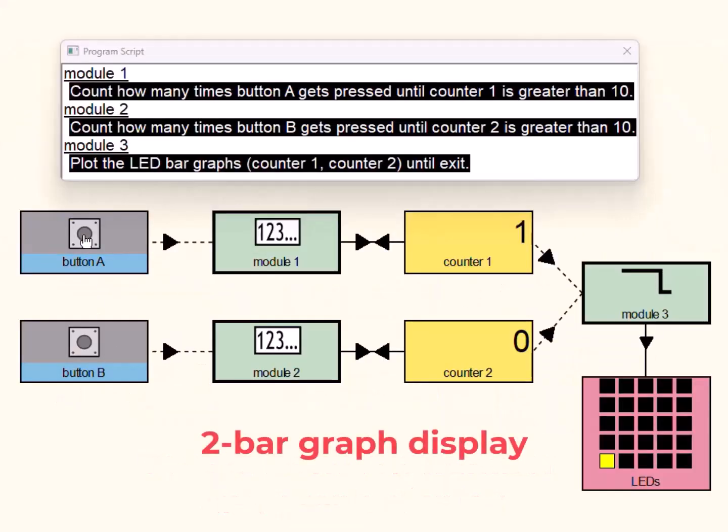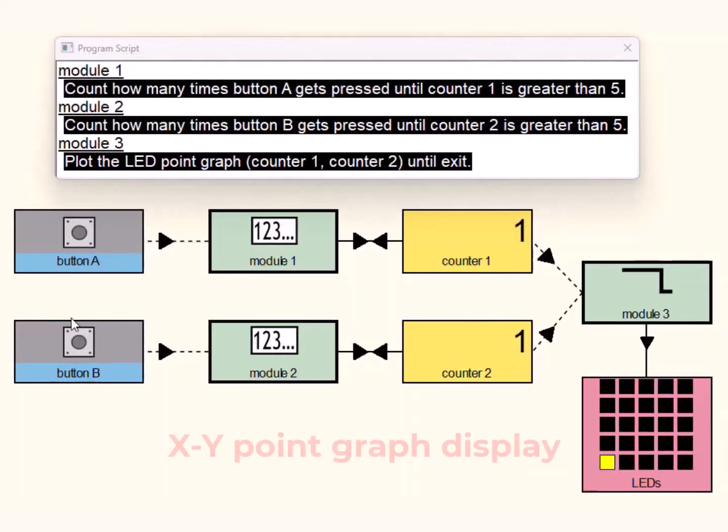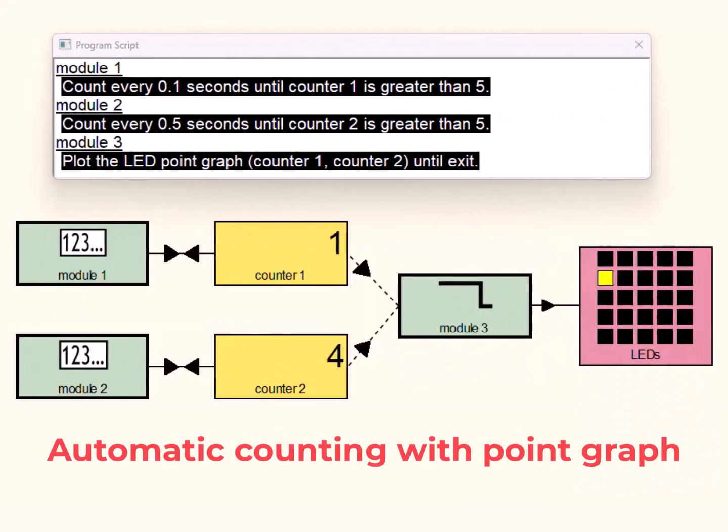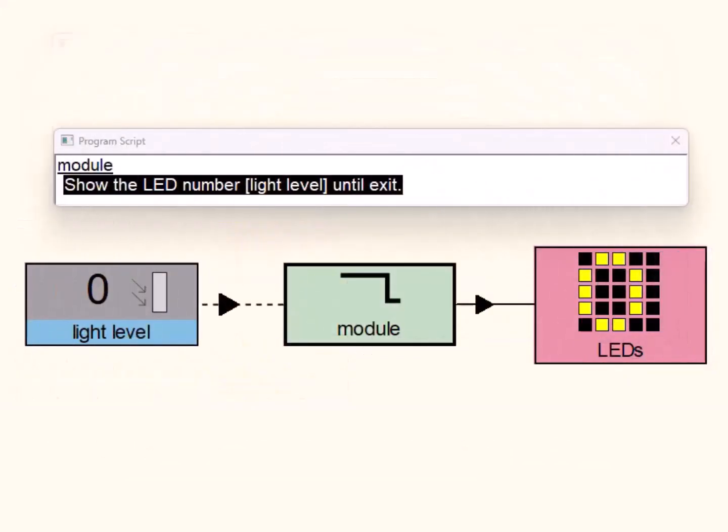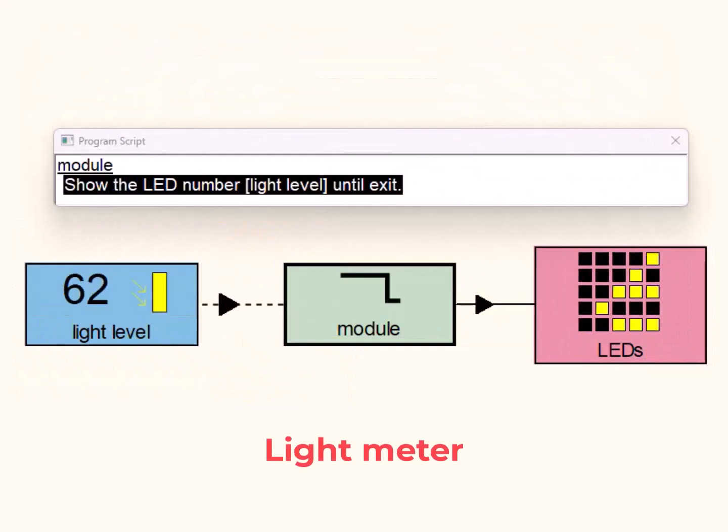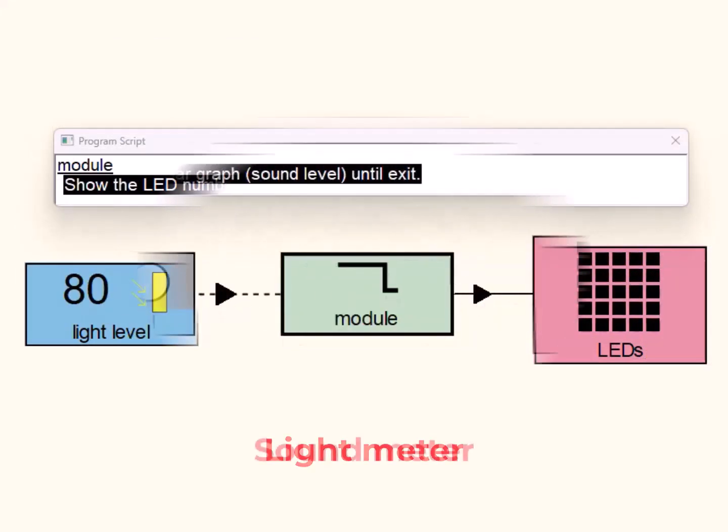We can show two bar graphs simultaneously. With two counters, we can control a point graph display in two directions. We can set counters to count automatically. It is easy to display the value of an analog input as a number or as a graph.